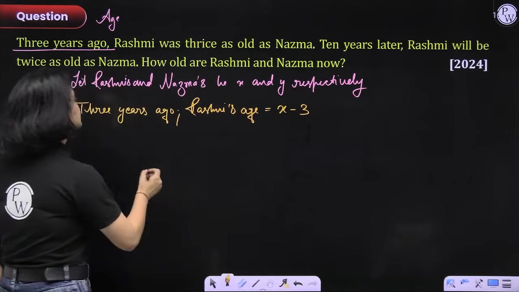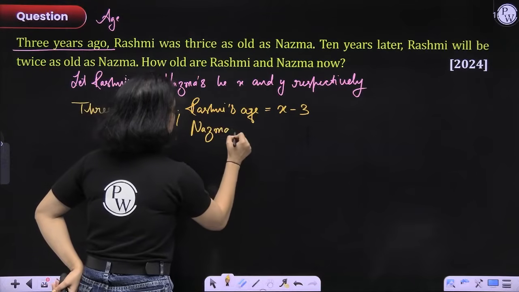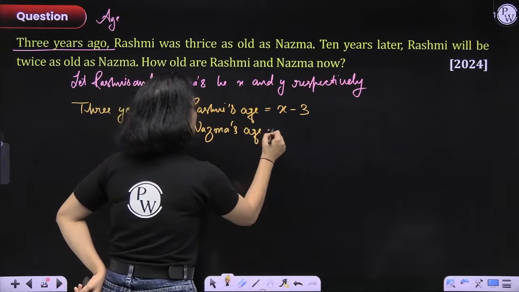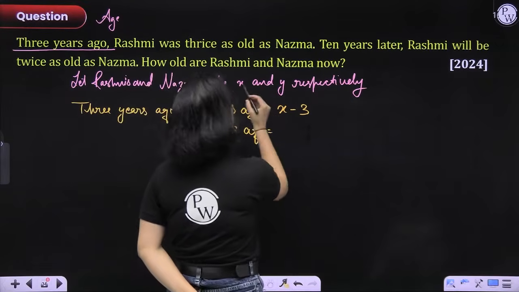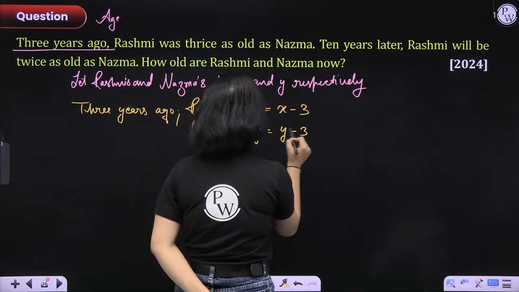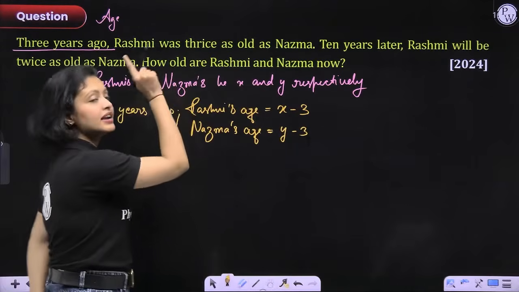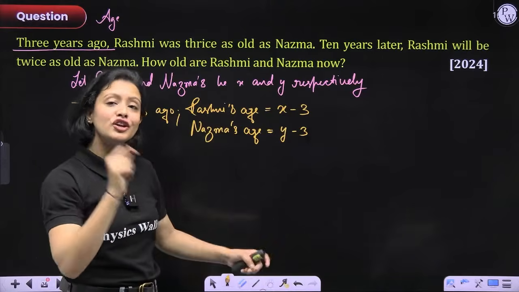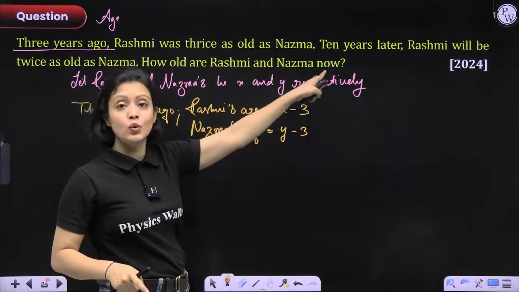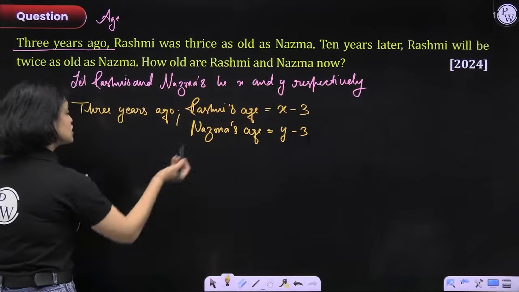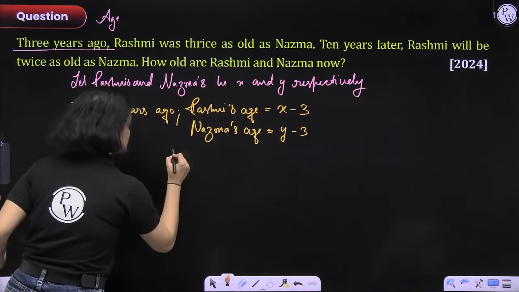Remember. Similarly, what would be Nazma's age? I'm writing all of this down, all the basic stuff, so that you people can understand. Nazma's age would be y minus 3. Yes or no? Present age minus 3. Now, let's see the relationship that they have given 3 years ago between their ages. So Rashmi was thrice as old as Nazma. What is Rashmi's age, everyone? Rashmi's age is x minus 3.